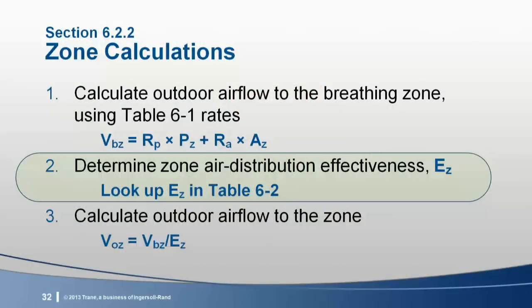Okay, back to the three-step zone calculation process. Using the prescribed rates in Table 6-1, we just used equation number 1 to determine the volume flow of outdoor air that must be delivered to the breathing zone. We now move to step 2, the determination of the effectiveness of the zone air distribution, E sub z, which is based on how the air is delivered to the space. E sub z helps the designer to account for ventilation air that is delivered to the space by the diffusers, but bypasses the actual breathing zone. E sub z is simply a lookup.